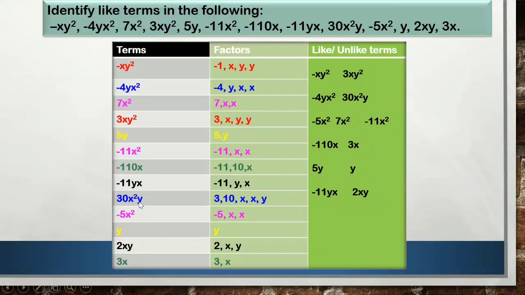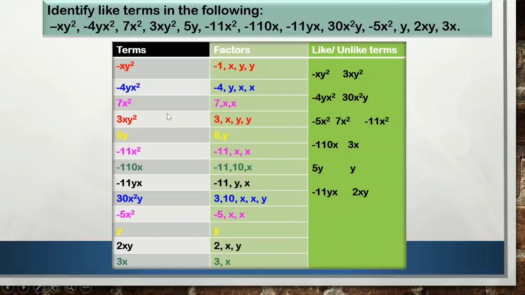So we just need to see which other term is having the same variables, x, x, y. So 30x square y and minus 4yx square, they are the like terms. That is why I have given them the same color, blue color. Similarly, minus xy square, 3xy square, like terms. Why? Having the same factors.